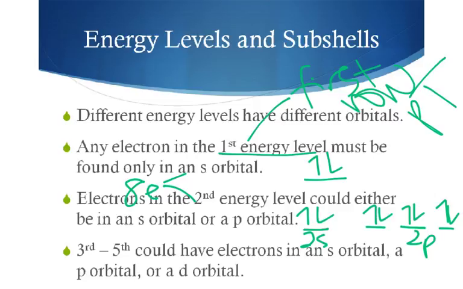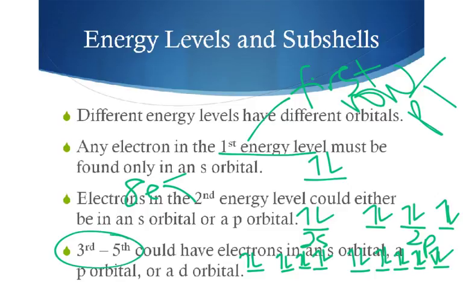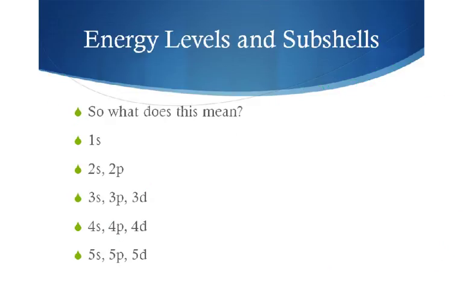And 3rd through 5, they have an s, a p, and a d. So they can hold a total of 18 electrons. So periods 3 through 5, or energy levels 3 through 5, can hold a total of 18 electrons total. So again, the first energy level holds 2 electrons total, 8 in the second, 18 in 3rd through 5, or 3 through 5 energy levels.